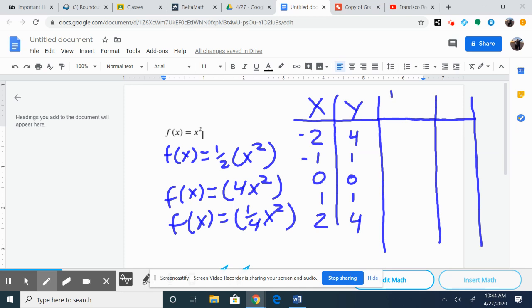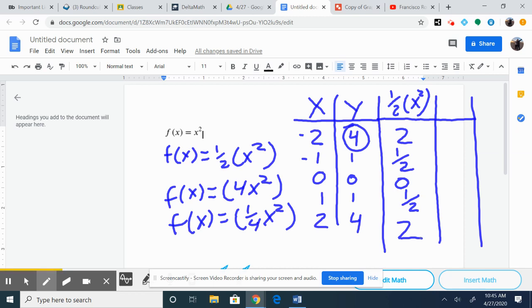So let's just say we're going with 1/2 x squared. So we already did part of the work here. This is our x squared right here. So all we have to do is take half of that. So 4 divided by 2 would be 2. And now let's say 1 times 1/2 is just the same thing, 1/2. Then 1/2 times 0 would be 0. 1 times 1/2 is again 1/2. And then 4 times 1/2, which is 4 divided by 2, would be 2.